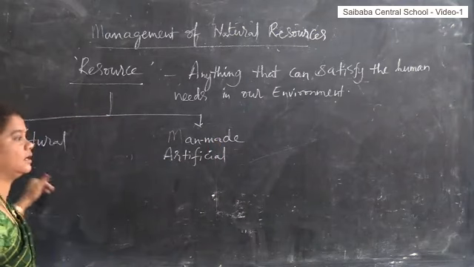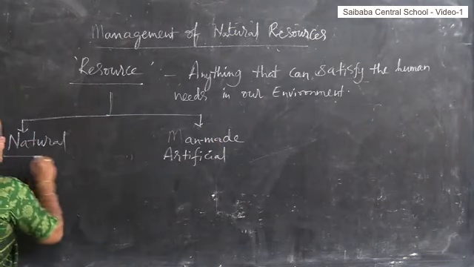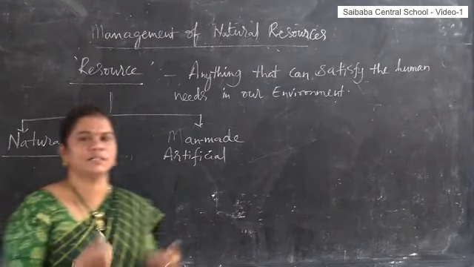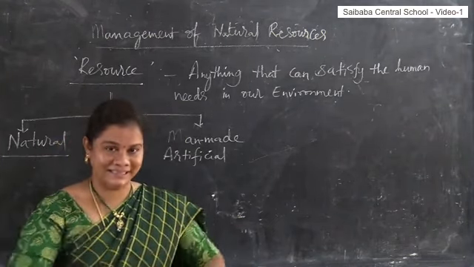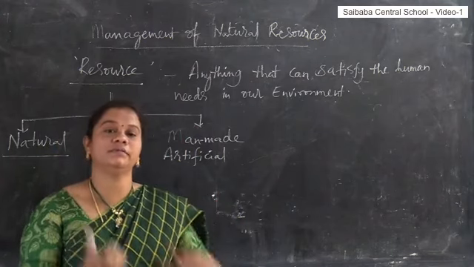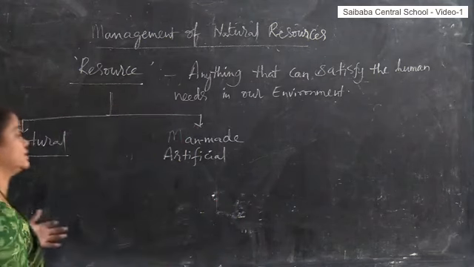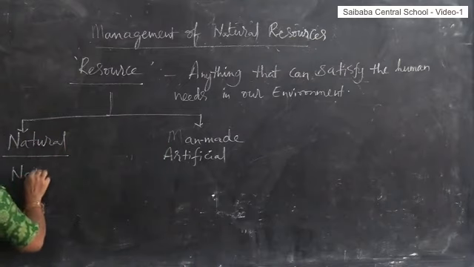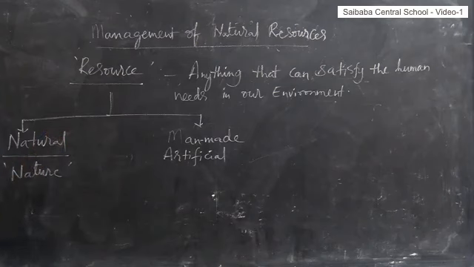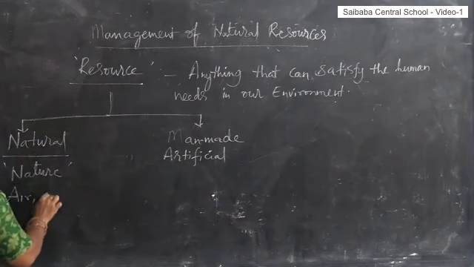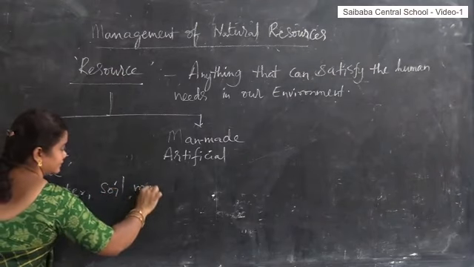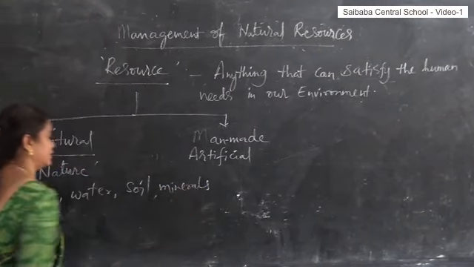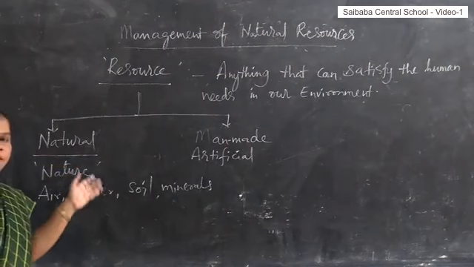So let me give you the definition for the word natural resources. The name itself is telling they are natural, which means provided by nature, and they are satisfying our needs. So the resources which are provided by nature and which are satisfying our needs are called natural resources. Example: air, water, soil, minerals, etc.